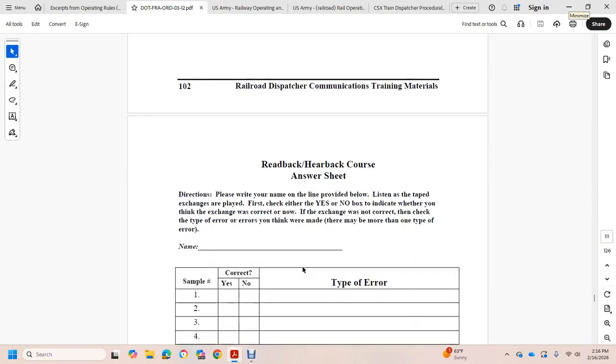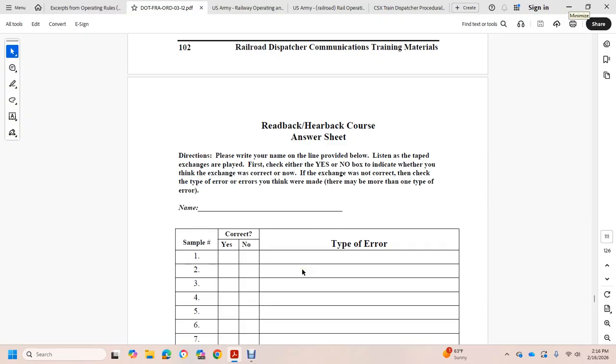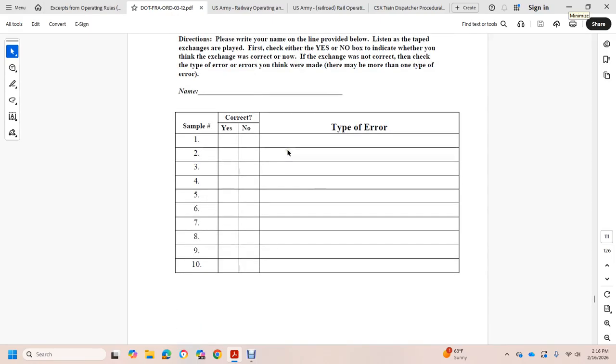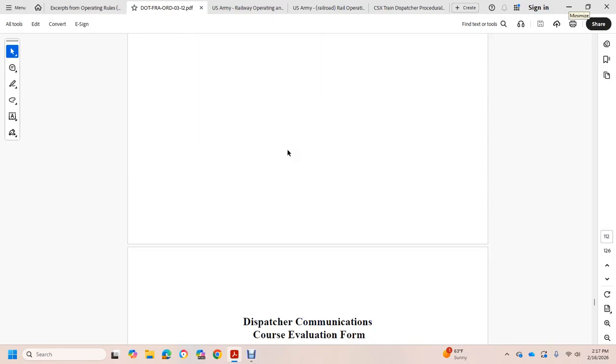Read back your course answers. Write down the name of the line below, list it with the table of the extreme. First check yes or no to indicate whether the extreme was correct or not. If the extreme was not correct, then check the type of error you would have made. There is more than one type of error. Name, sample of 1, 2, 3, 4, 5, 6, 7, yes or no, correct, type of error.